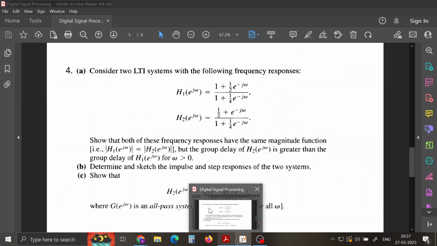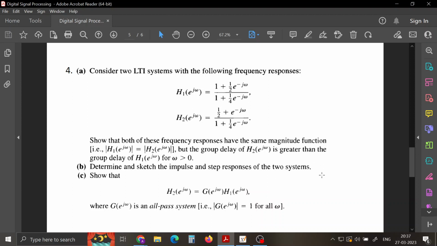Okay, now quickly moving to the last part of this question. We need to show that the frequency response of the second system can indeed be expressed as some G of e power j omega times the frequency response of the first system, where this G of e power j omega is an all pass system. And remember, when all pass filters were discussed in week 9, we saw that its magnitude response is 1 for all frequencies. It has unit magnitude response.